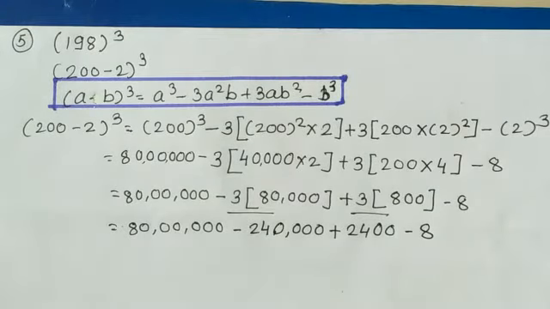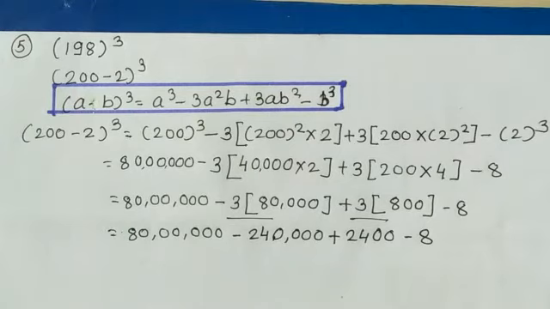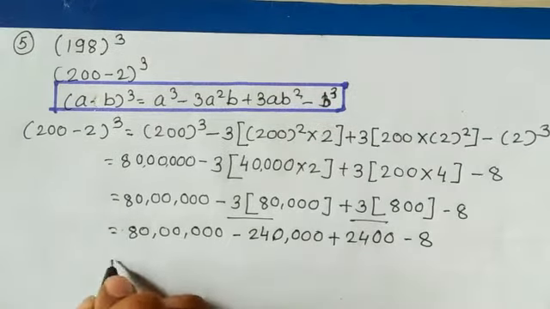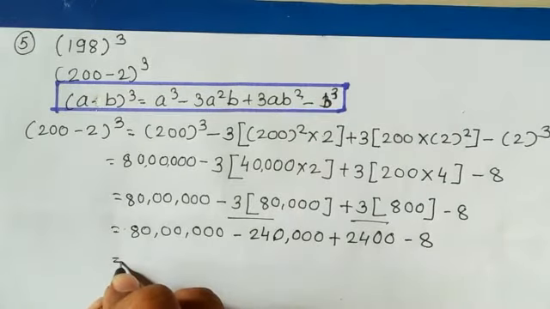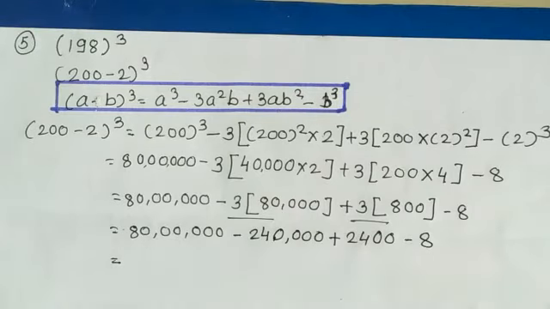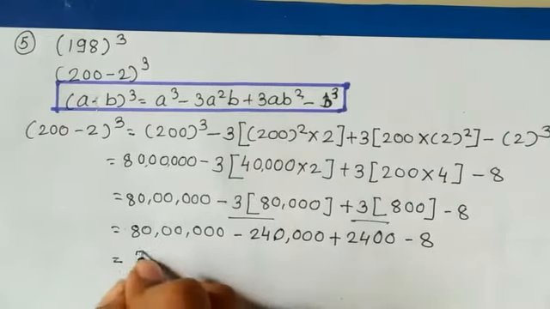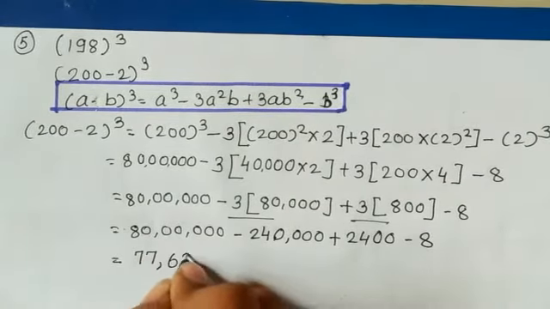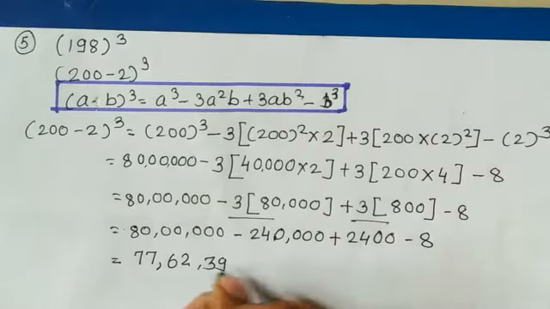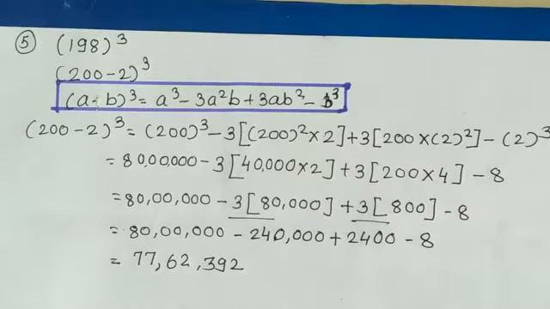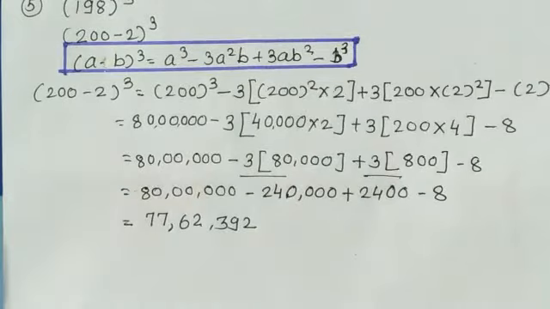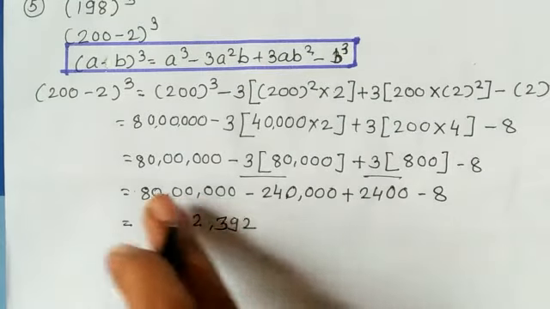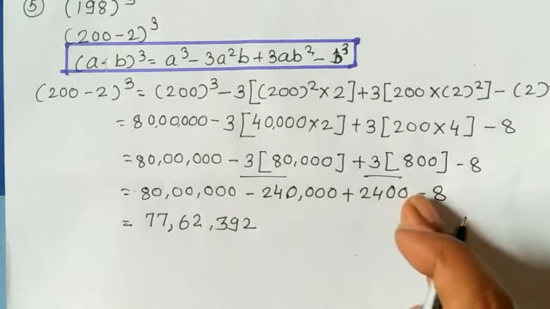It means we have to subtract and add at the proper place. So what will be the answer we are getting from that? That will be 77,000,392. You can calculate it later on in the proper way by arranging all these digits in the vertical manner.